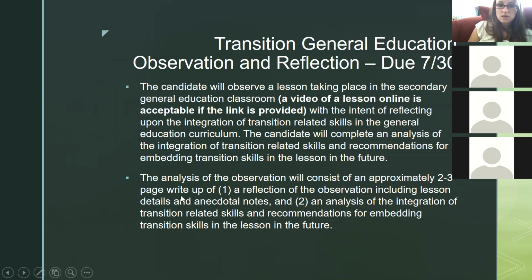So you'll be writing up a 2 to 3 page reflection summary. You'll have a reflection of the observation, including details about the lesson, notes about the lesson, and then analyzing the integration you see of those transition-related skills. If you don't see it very well, for instance, if you're in a class where the teacher is not giving any students the opportunity to speak out or to ask questions, that's advocating for themselves, right, to raise their hands. If you're seeing that, or you're seeing somebody be shut down, include that, okay? Because that's not good, but it's important for us to be aware of and to observe also, so that we can work towards more self-advocacy in the classroom.